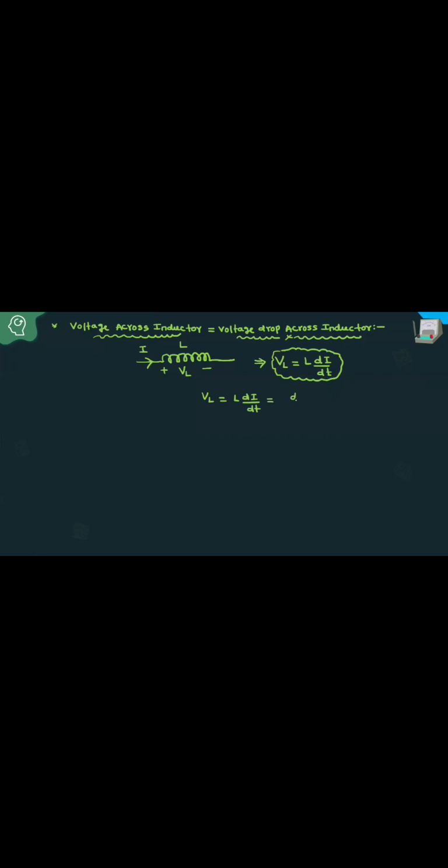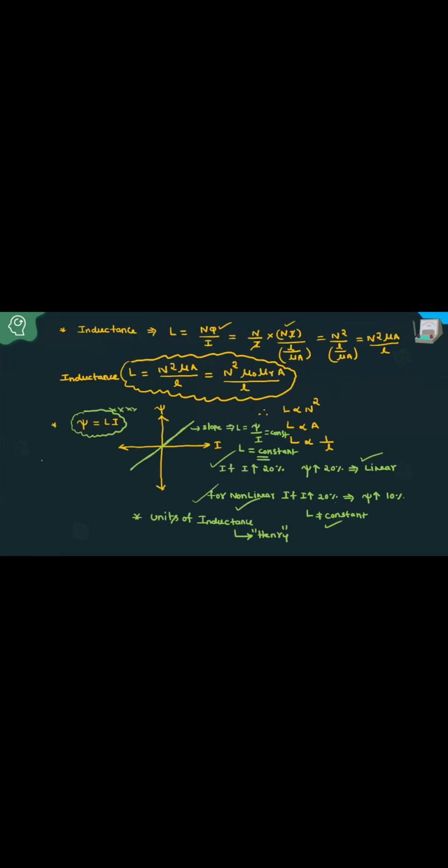We can also write it as d by dt of Li. What is Li, friends? Psi equal to Li. So this is also equal to d psi by dt. The voltage across the inductor is also equal to d psi by dt.